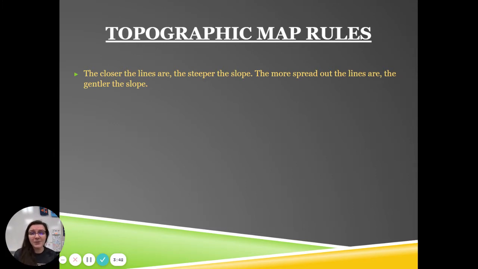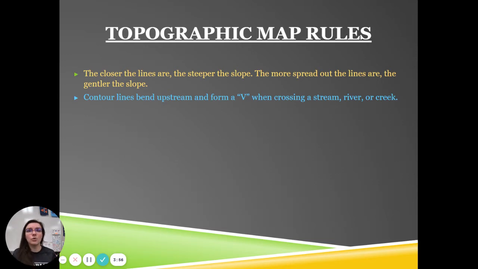The different contour lines represent areas of the same elevation. If contour lines follow a stream, a river, or a creek, they will bend upstream, or they will form a V or a U shape that points to where the stream is coming from.